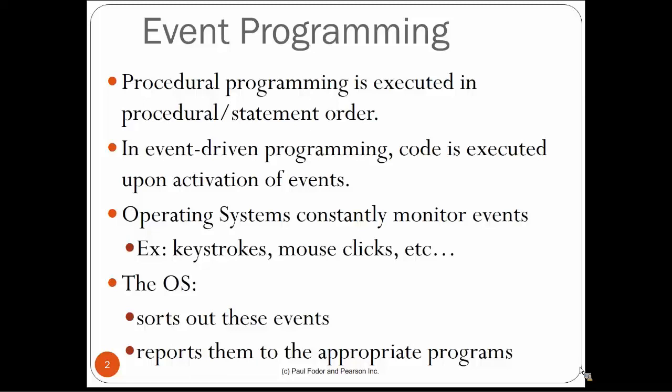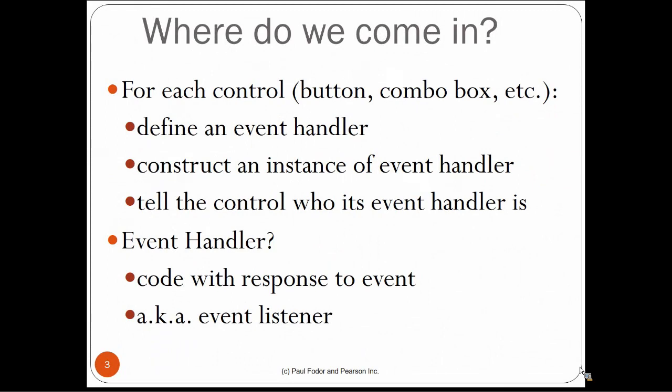In procedural programming, you execute procedures or statements in the statement order. In event programming, code is executed when events are detected. Like for instance, the operating system monitors for events like keystrokes, mouse clicks, touch on the touch screen, even time events that a certain time was reached or a timer was reached. The operating system sorts these events and reports them to the programs on which the click or the event was detected. Now, where do we come in? For each control, we define an event handler. We construct an instance of this event handler, and we tell the control who is the event handler for my controller. This event handler contains code to update the internal state of the data with the response for that event. These event handlers are also called event listeners.